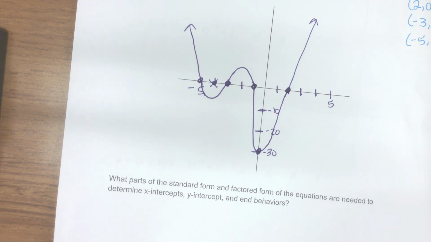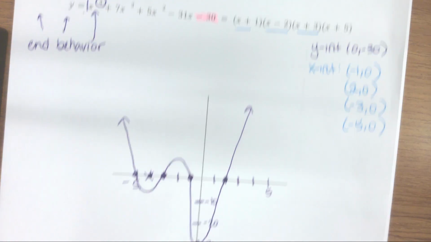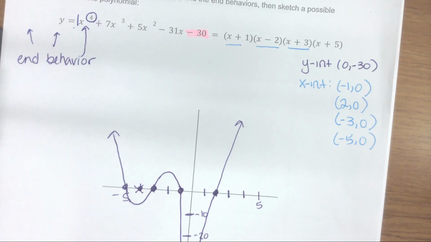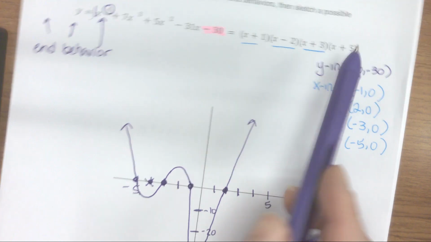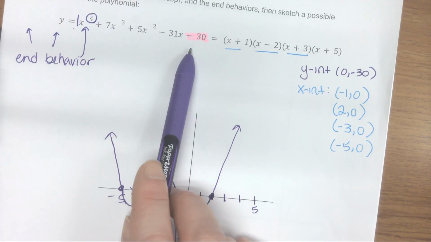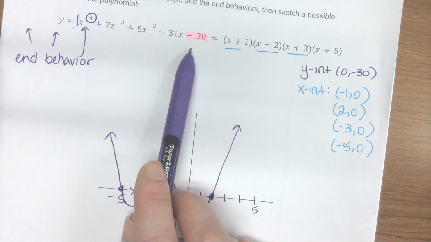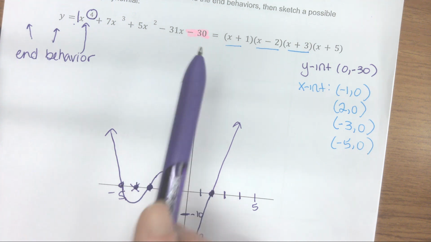I guess my question is, let's talk about our topics. If it's in factored form, do you know how to do the x-intercepts, or do you want me to talk about that again? If it's in standard form, do you know how to get the y-intercept, or do you want me to talk about that again? How about the end behavior?